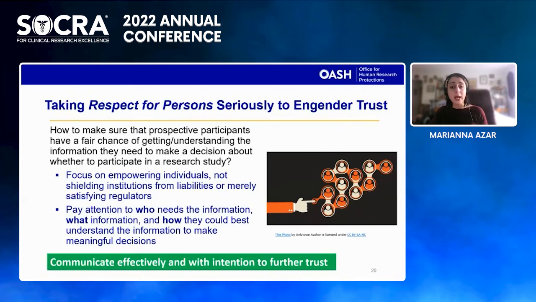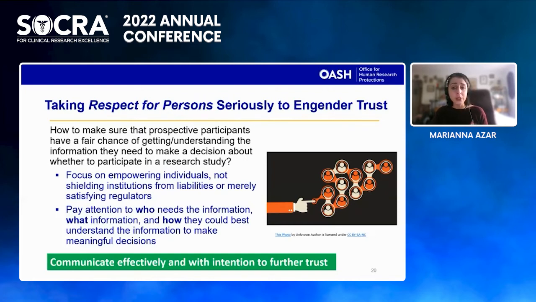This also means that investigators should learn how to communicate effectively and with intention in order to promote trust. The intention here is to empower your prospective participants. And you can do this by paying attention to what information a participant may need and how this information should be presented or communicated so that it can be understood and used to make a meaningful decision about research participation.